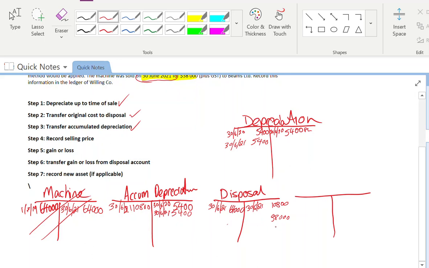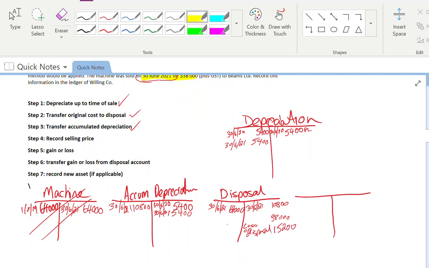So we need to balance this off. We need to put another figure in, which will be the amount that we're losing. So it'll be a loss on disposal. The loss on disposal is going to be, let's work this out. $15,200.